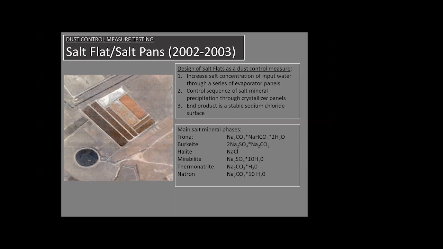So the idea was to try to develop, ultimately at the end, leading up to halite, which is a sodium chloride salt, which is the most stable on that list. So the idea was to go through a series of evaporator ponds that would concentrate the salts in the water and then ultimately try to crystallize the salts out of different phases as they led through the crystallizer panels.